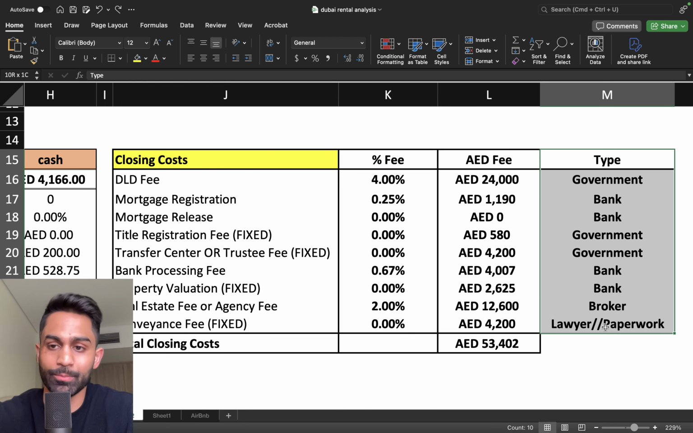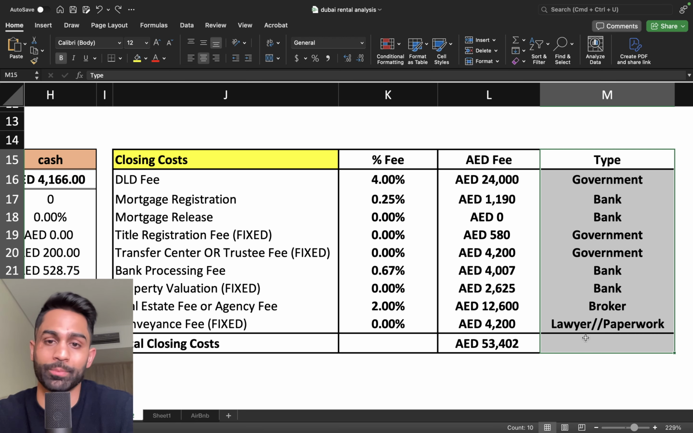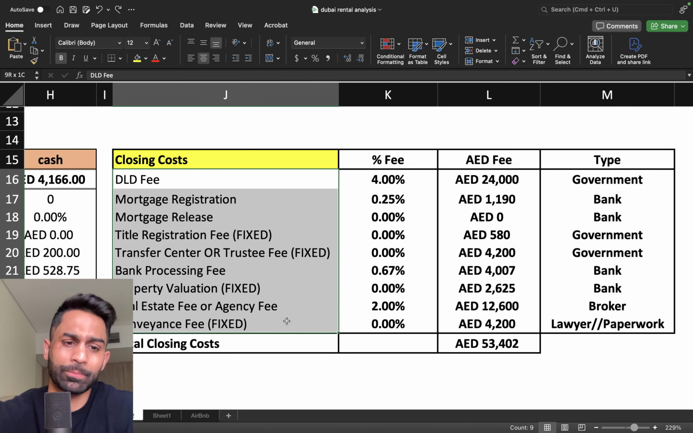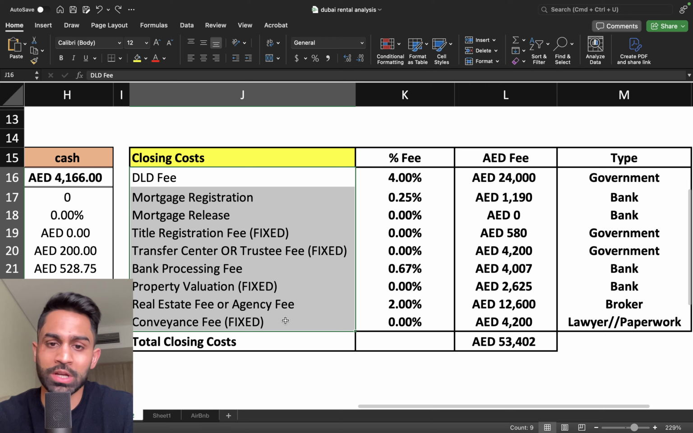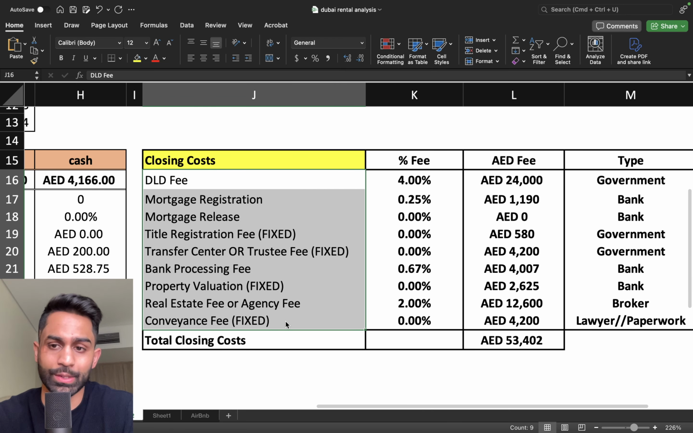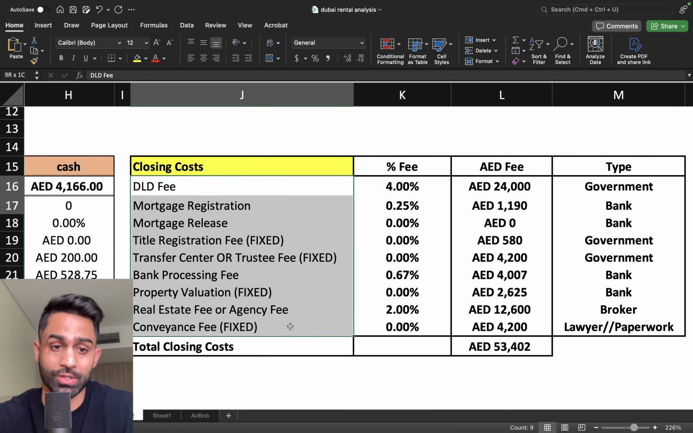Now, the type is going to be over here, right? So type meaning whether it's a government fee, it's a bank fee, or it's an agency fee or real estate fee, or some lawyer fee or paperwork and transaction or admin fee, right? So these are all the types of different fees that you can kind of consider when you're buying property here in Dubai. And I think it's a pretty exhaustive list. I've gone through a lot of different deals and talked to a lot of people, and this is about as exhaustive as it gets.